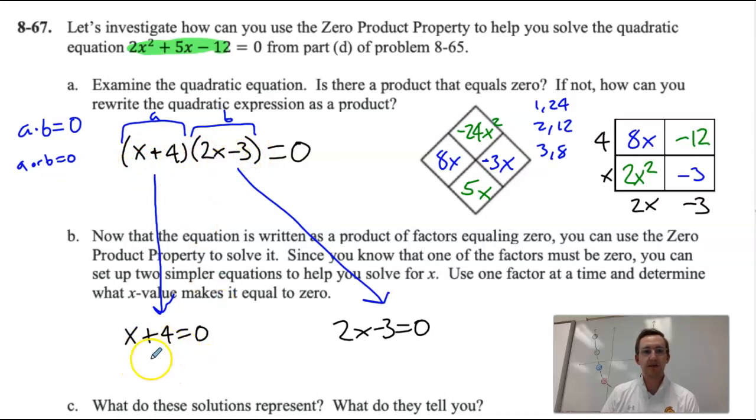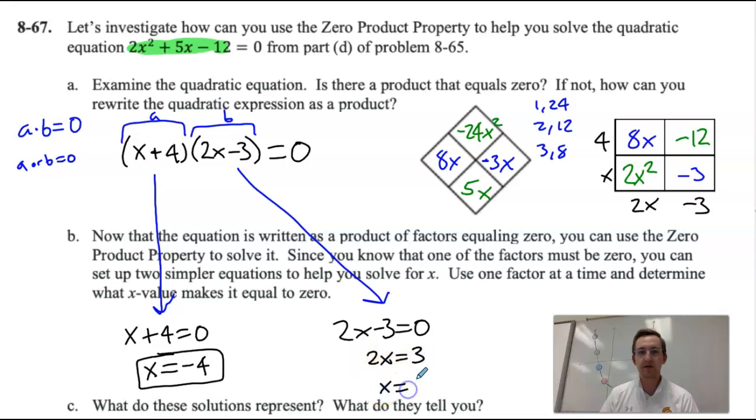In this case, on the left, we're subtracting 4 from both sides. So x on the left is equal to negative 4. On the right-hand side, we're going to add 3 to both sides. So we get 2x is equal to positive 3, divided by 2, x is equal to 3/2.